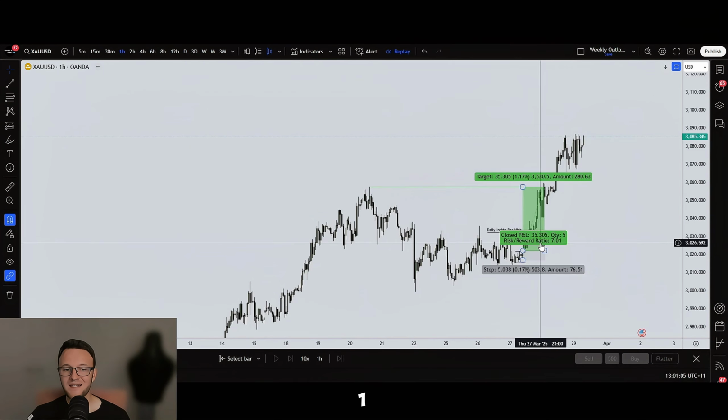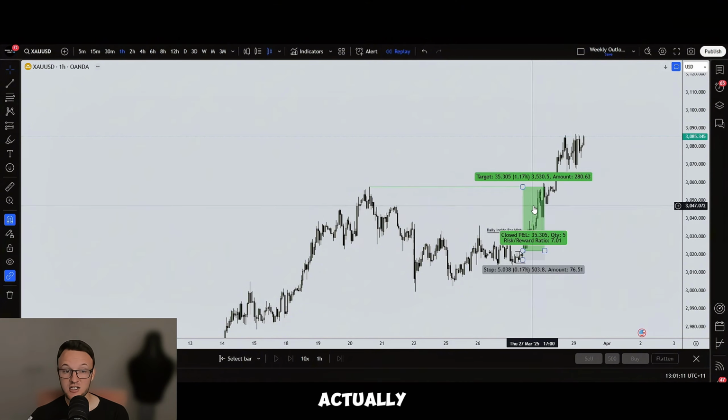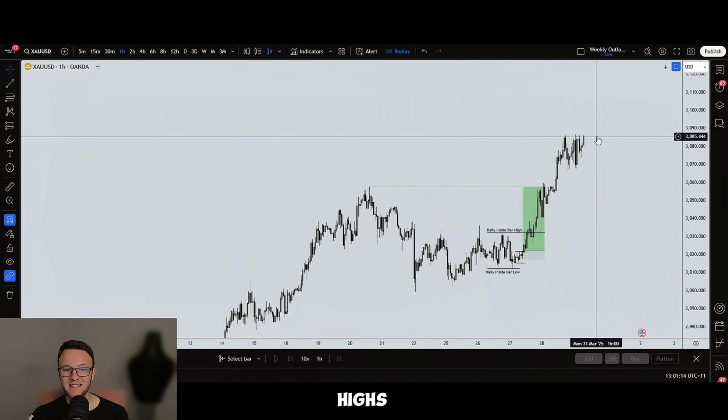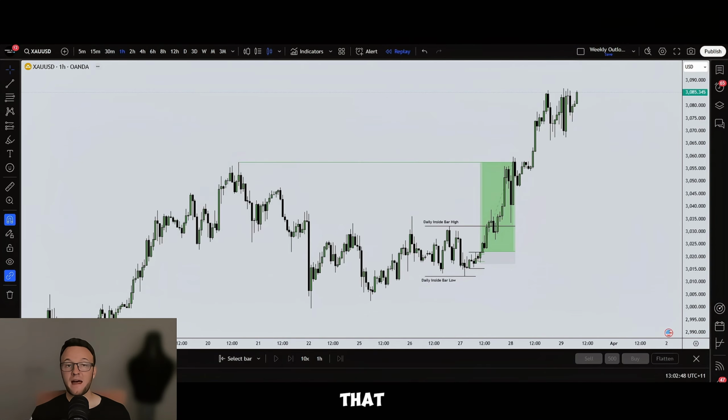This was a beautiful 1-to-7 risk reward ratio trade targeting those previous all-time highs. But if you did let it play out, you can see that it did actually continue breaking those all-time highs and creating new all-time highs this week around about the 3085 mark. So that concludes the video.